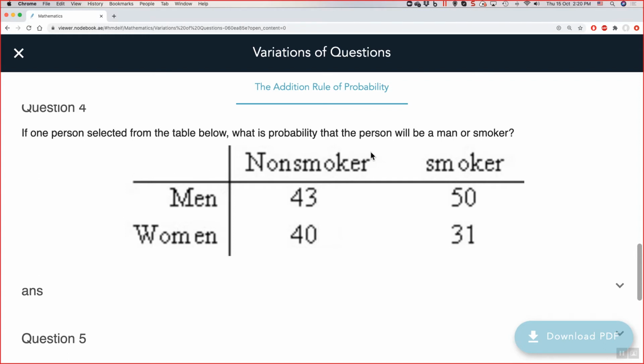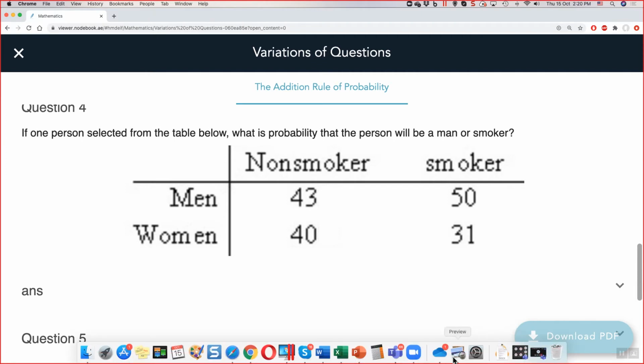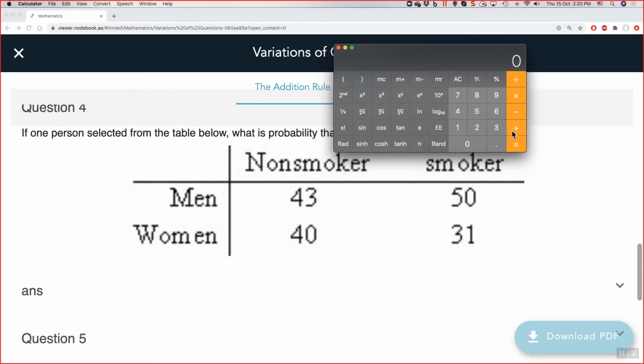So we have the total number of people here. You can tell by adding all these frequencies. This is more like a frequency distribution table, but again, the frequency is distributed in two ways: one on the gender and one on the smoking habit. So the total number is 43 plus 50 plus 31 plus 40, which gives you the total number of people here, 164.